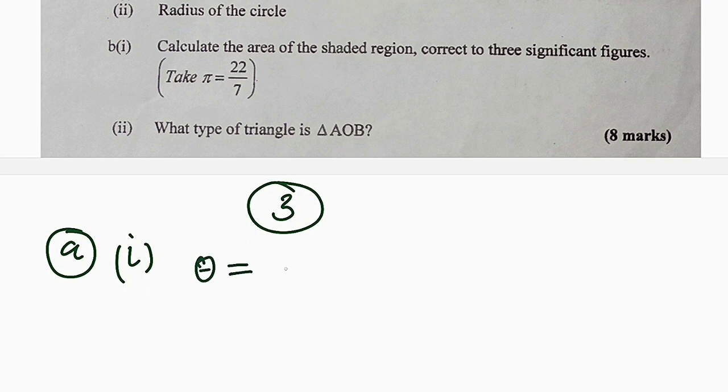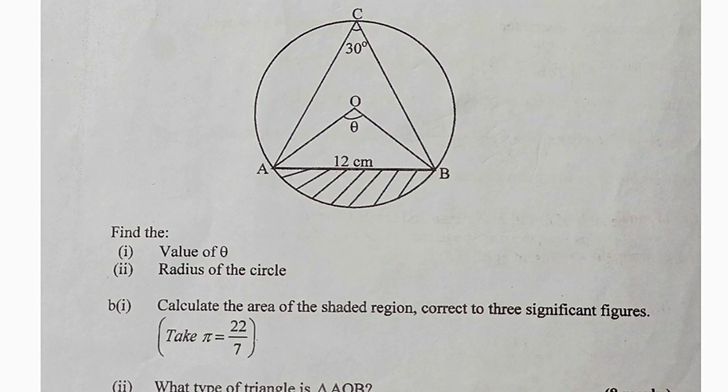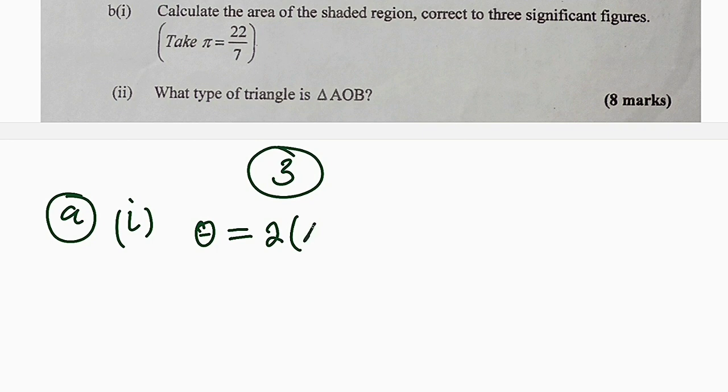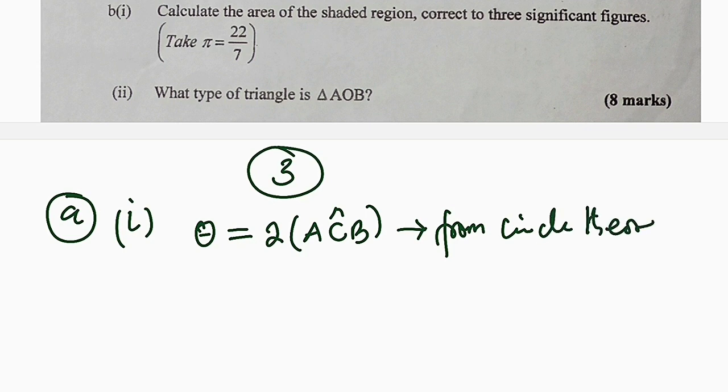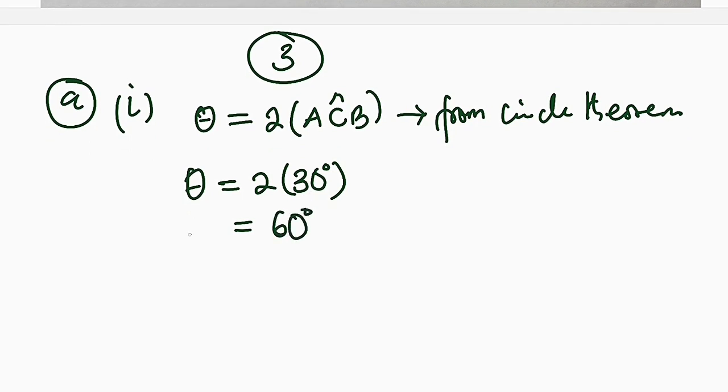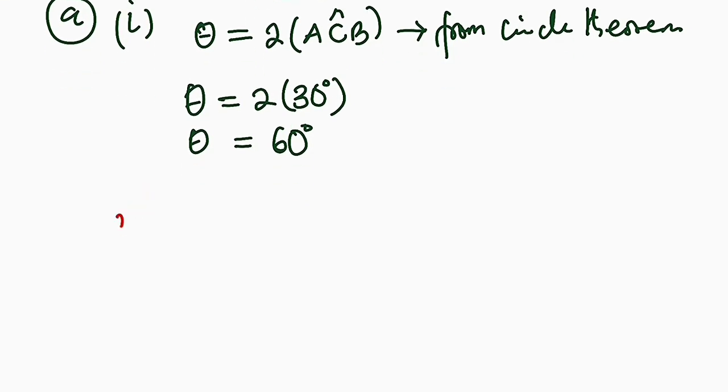So let's write it here. Theta that we are looking for is equal to twice the angle ACB. You can even state it from the circle theorem, right? And theta is now equal to 2 multiplied by 30 degrees, which is equal to 60 degrees. And hence, we have just answered this one. Then let's move to Roman 2.